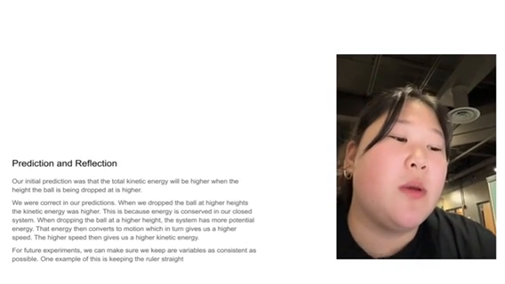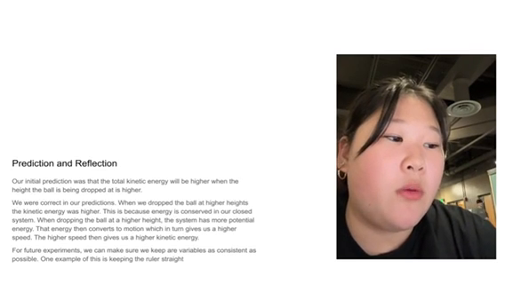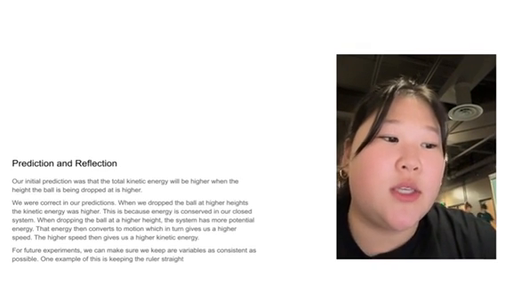For future experiments, we can make sure we keep all our variables as consistent as possible. One example of this is keeping the ruler straight.